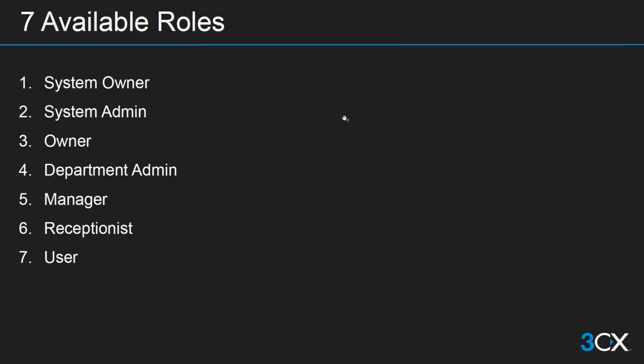We have 7 available roles. We have the system owner, the system admin, the owner, the department admin, the manager, the receptionist, and the user. There is a guide on the 3CX website where you see lined out what they are all allowed to do. And the link to that site will be a part of the PDF with those 700,000 links that I'm going to send you.